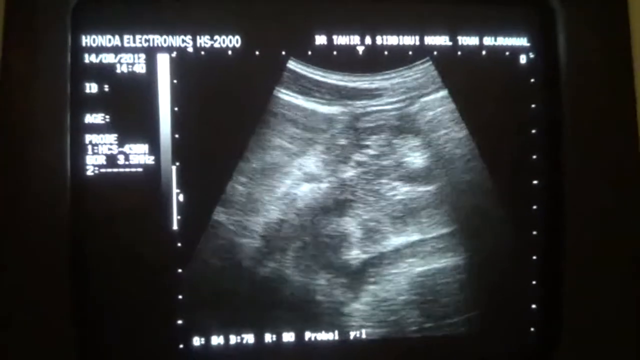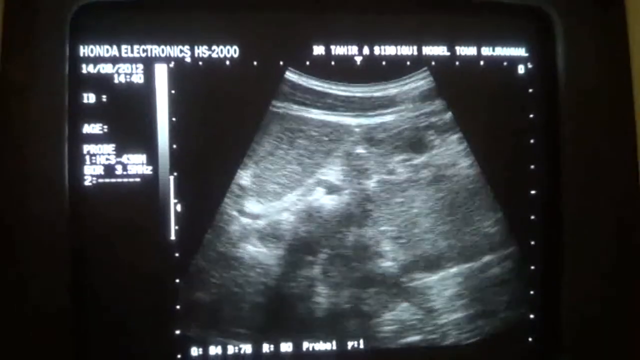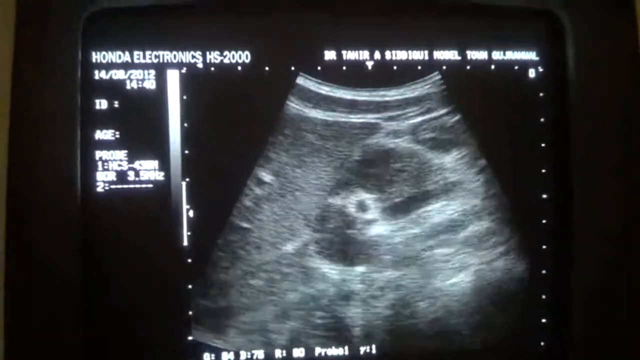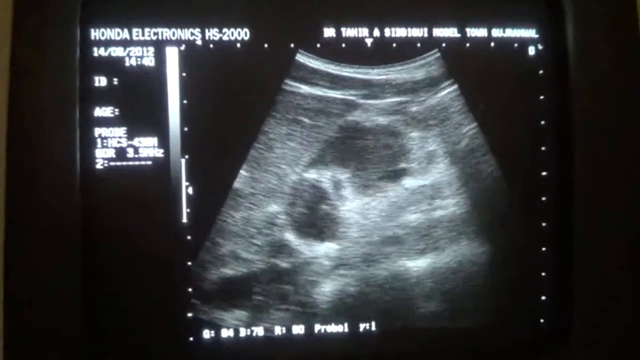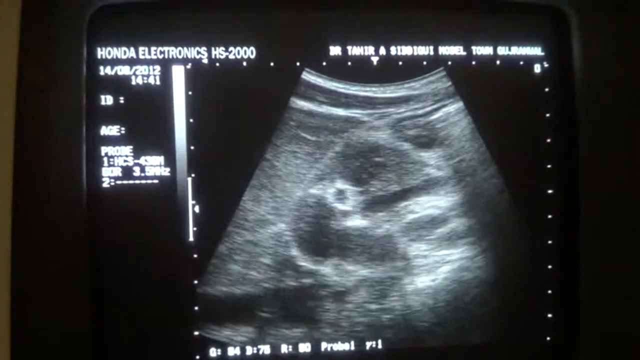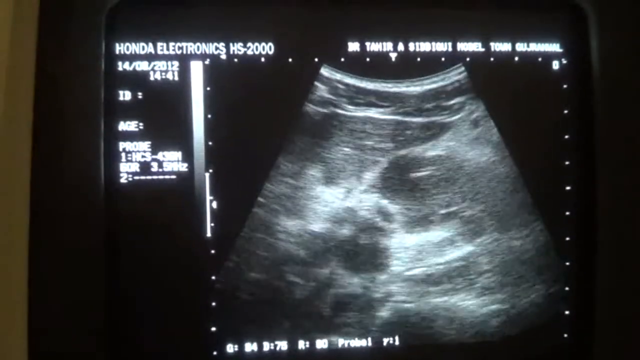Now this is the longitudinal section of the pancreas, and you can see that the head of the pancreas is surrounded by multiple enlarged lymph nodes.